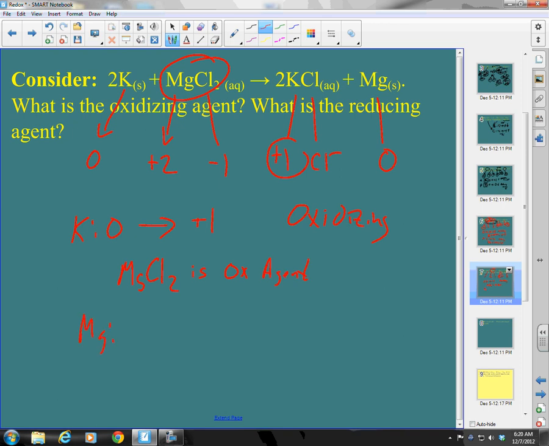Magnesium is going from +2 to 0. So that means it is reducing. Magnesium is reducing. What is causing magnesium to reduce? Well, K is the reducing agent. All right. No problem there, is there? Okay.